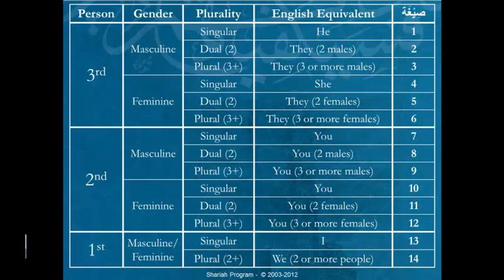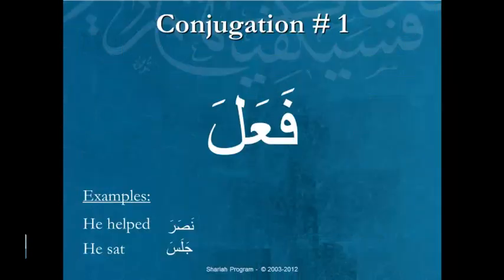So we have, there you go: he, they, she, they, 6 U's, I, and we. Okay, so the model pattern for the past tense verb in 3-lettered verbs without extras, active voice is fa'ala.